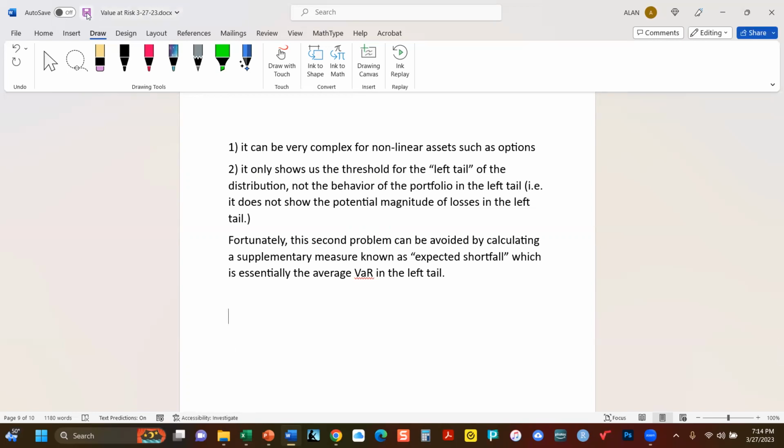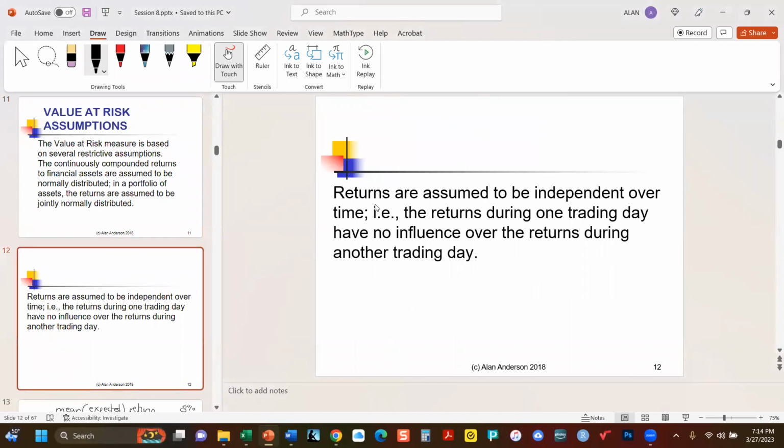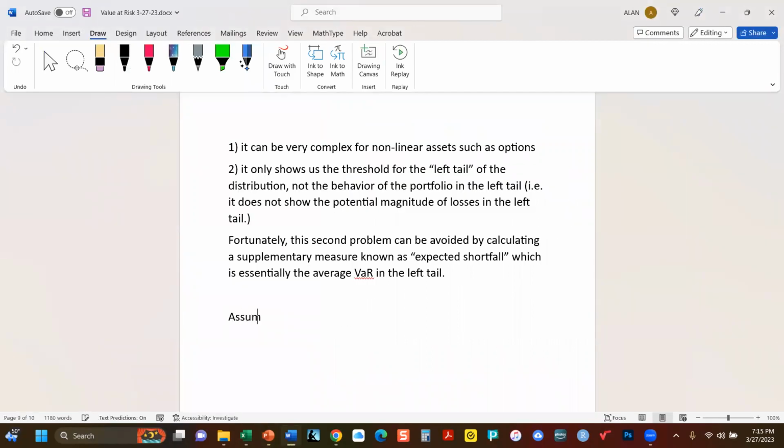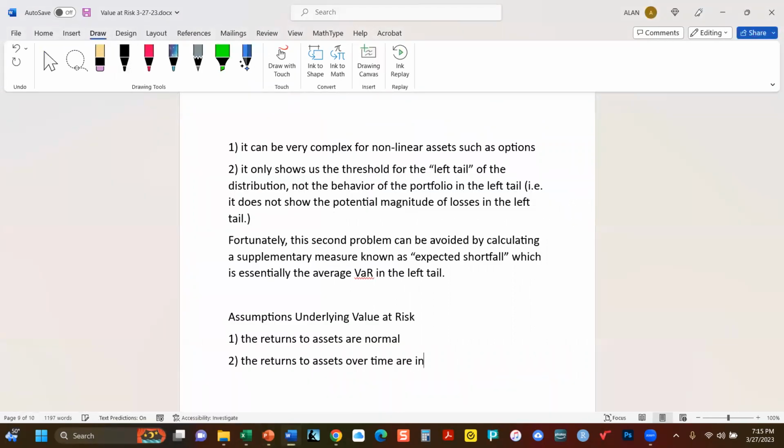All right. So what assumptions are we making? Well, we've already seen the big one, the normal distribution. There are a couple of other potential issues here. Number one, returns to assets are normal. Number two, returns to assets over time are independent of each other.